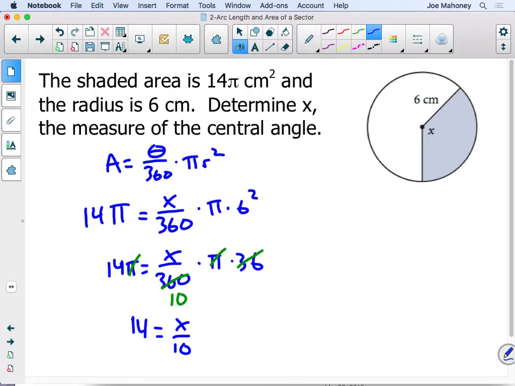So 144 is something divided by 10. When I multiply to undo that, I get x equals 1440. So that's the measure of the central angle. It's 140 degrees. And it kind of looks that way too. All right, let's keep rocking and rolling.